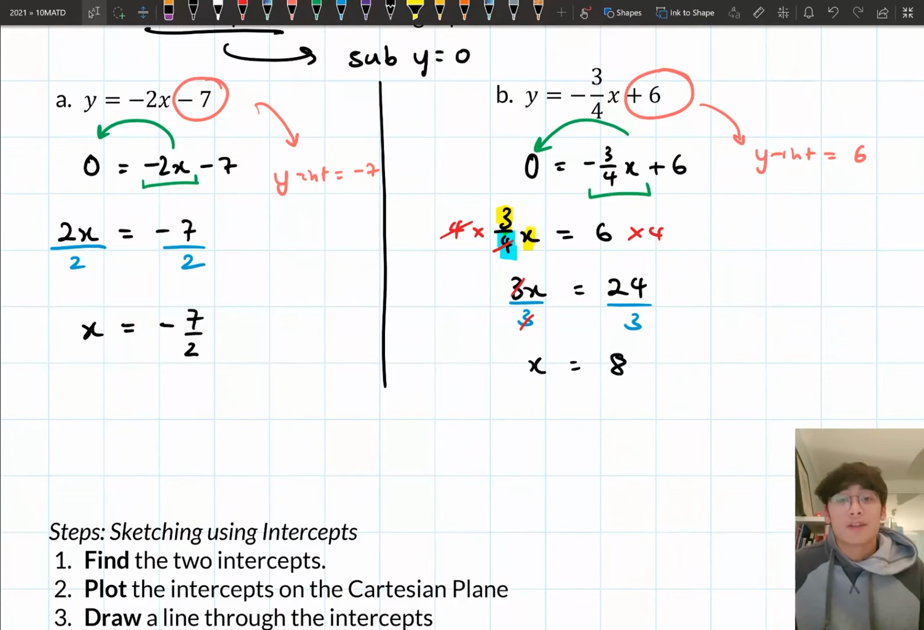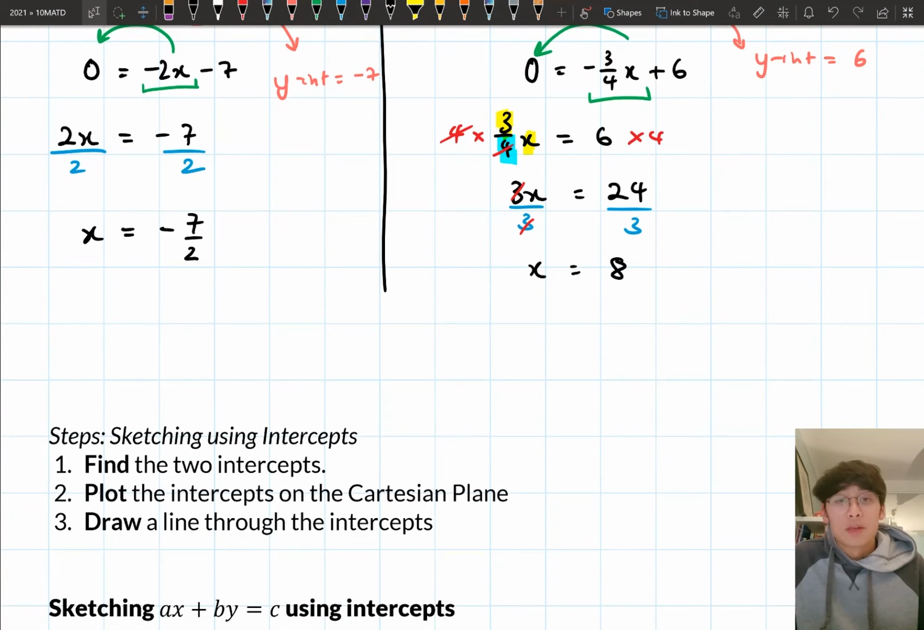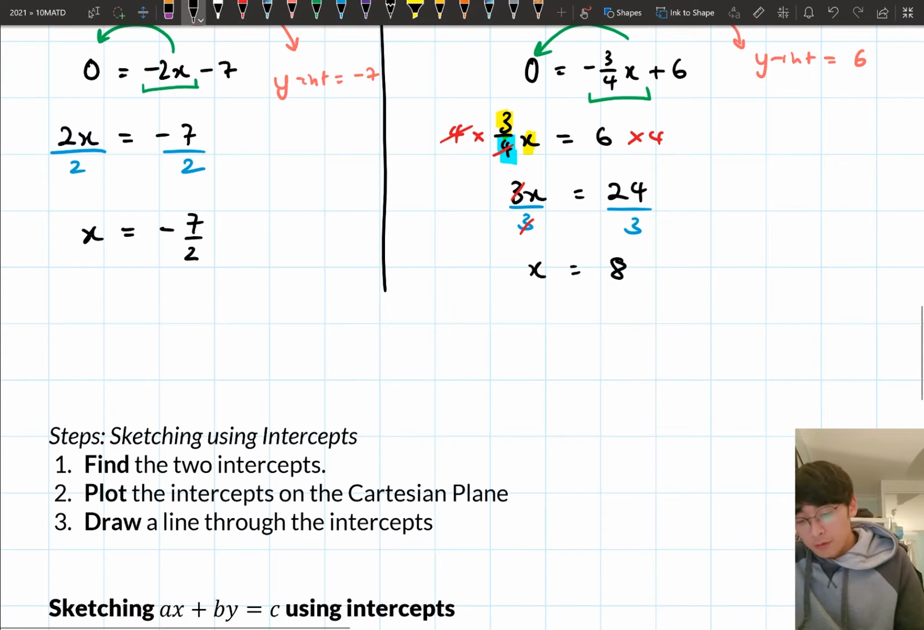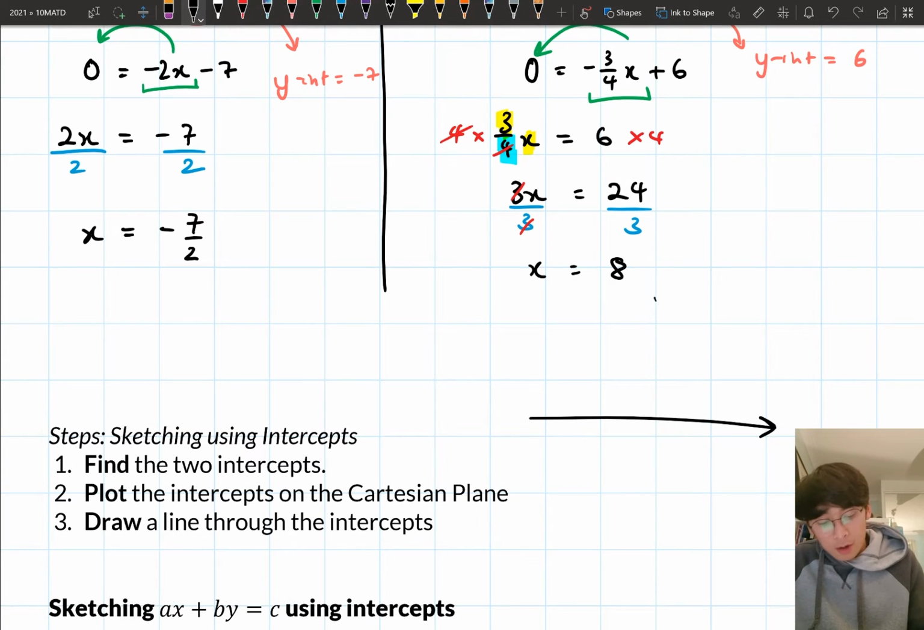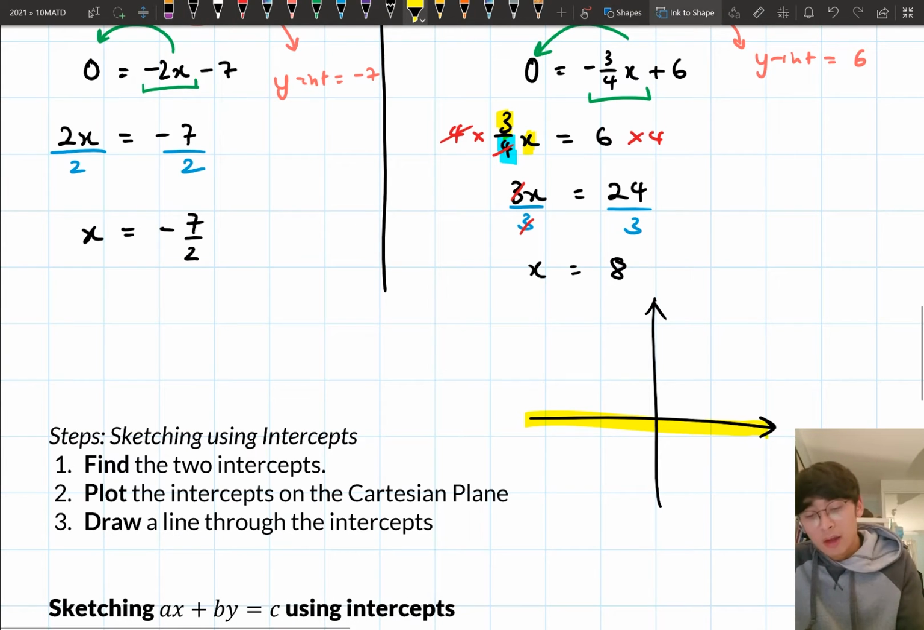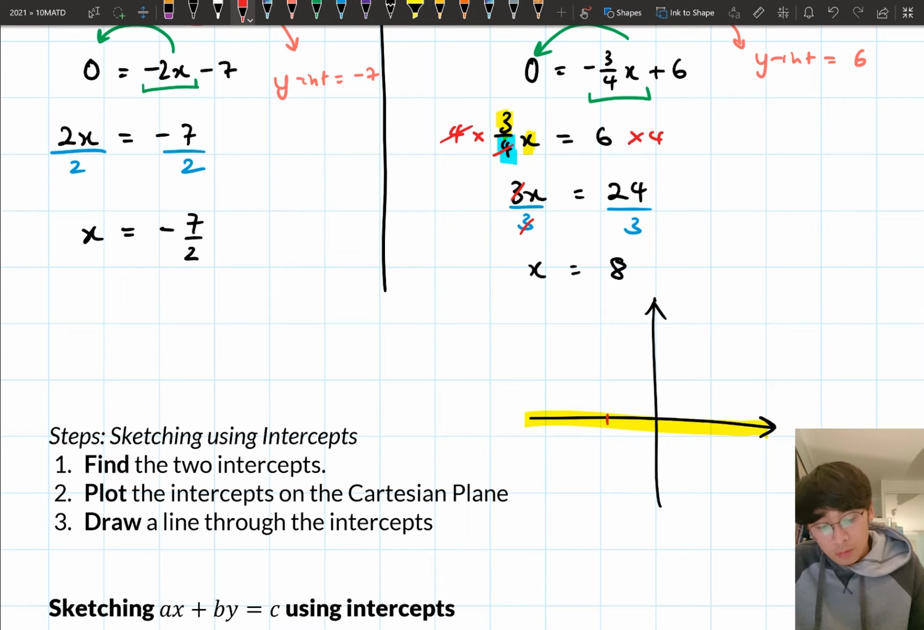If you need to find the y-intercept and it's not in the gradient intercept form, all we need to do is substitute x is equal to 0. I'm going to go through an example where we have to do that in a moment as well. So find the 2 intercepts. And then once we've done that, we're going to plot them on our Cartesian plane. So we're going to go to our x-axis and put on our x-intercept. So here, for example, the first one, we had an x-intercept of negative 7 over 2. So I'm going to put a dash here, negative 7 over 2.